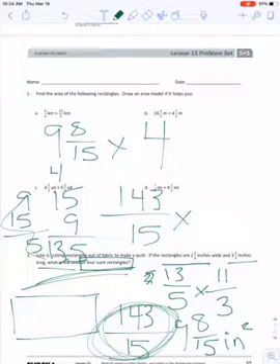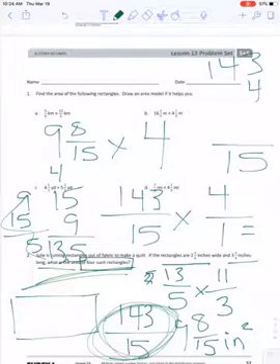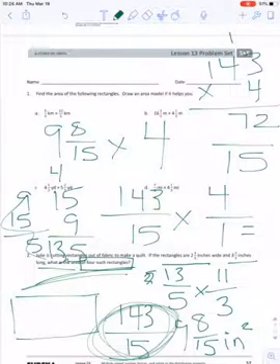times 4. And remember, every time we have a whole number, it can always be 4 over 1. So the bottom denominator is 15 times 1 is 15. 143 times 4, that's big. We're going to have to write that out. 572 over 15.